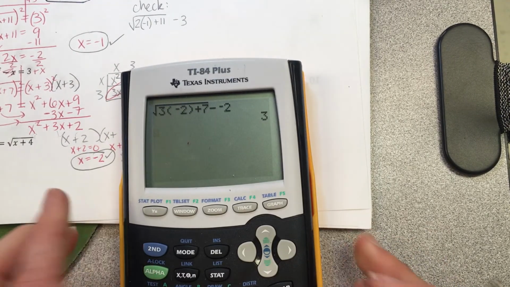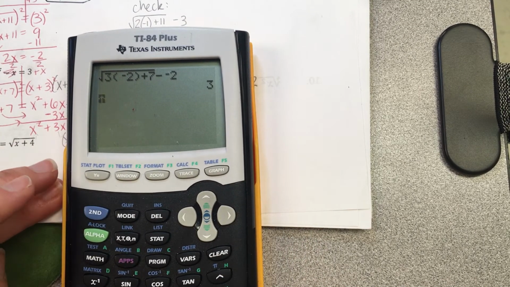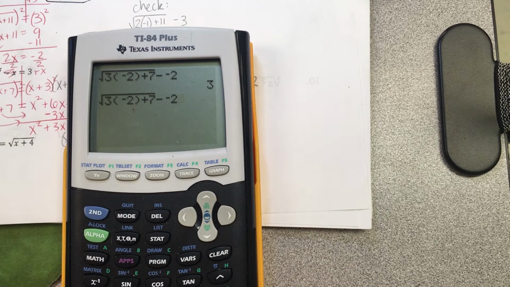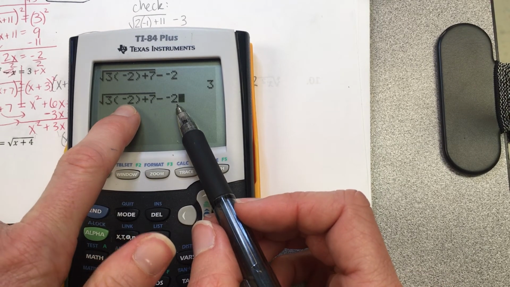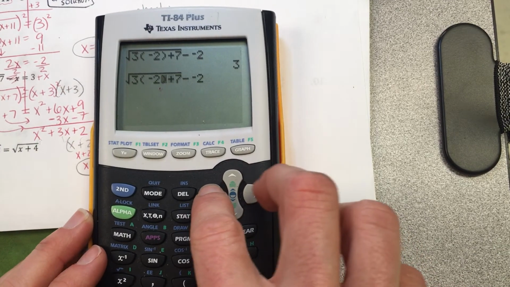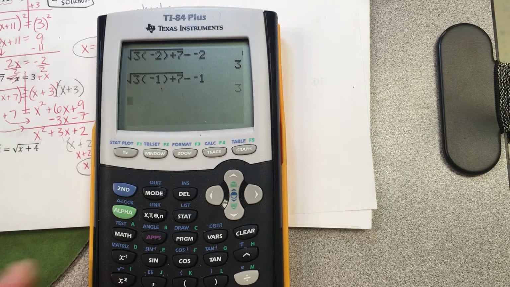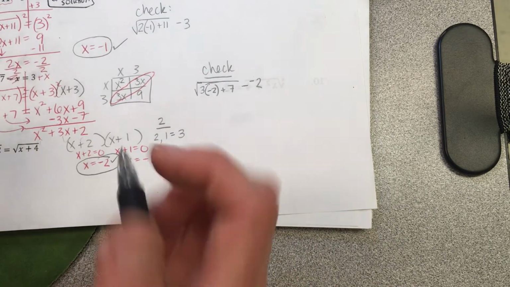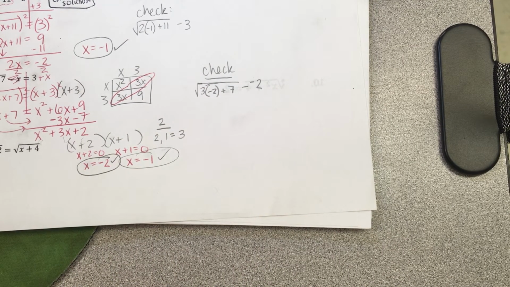Guys, let's use a shortcut on our calculator. Let's hit second enter. And everywhere I see a negative 2, I need to change it to a negative 1. So I'm going to just go over, make that a negative 1, and make this a negative 1. Does that one also equal 3? Yes, that rarely happens that they both work. Okay.